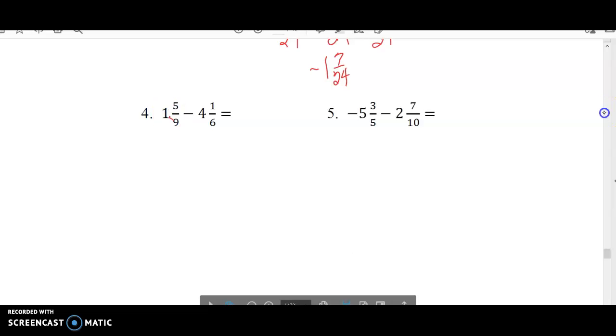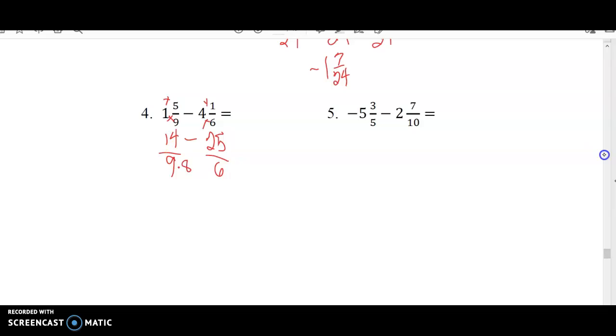So quick refresher, 9 times 1 plus 5 is going to give you that 14 over 9. And then 6 times 4 plus 1 is going to give you 25 over 6. Make sure you bring your symbols with it. Okay, our least common denominator here is 18. That would be times 2 and times 3. So numerator times 2 here, numerator times 3 here.